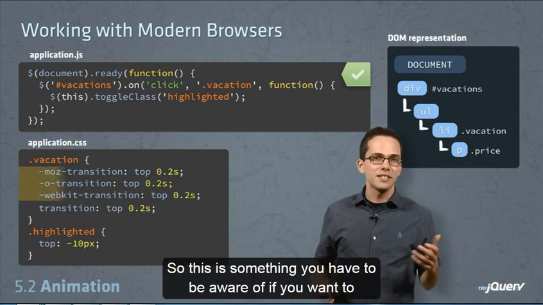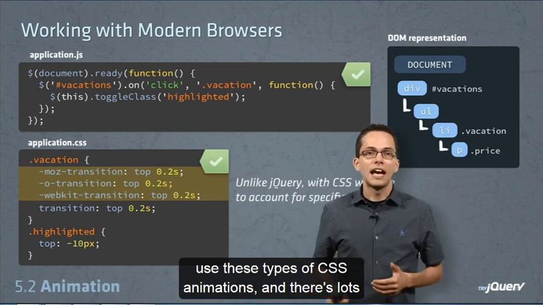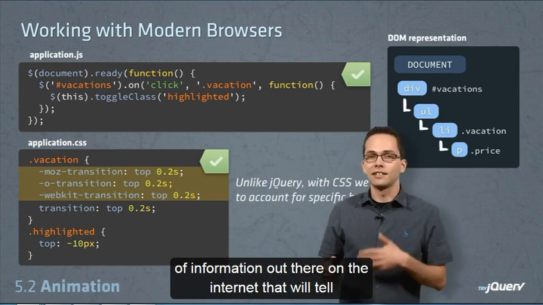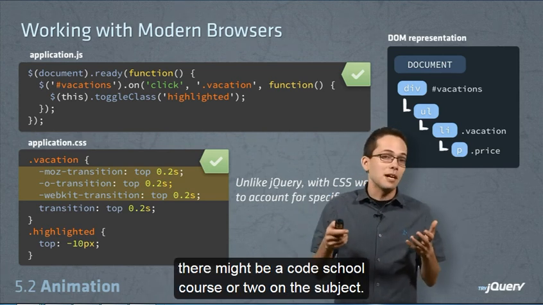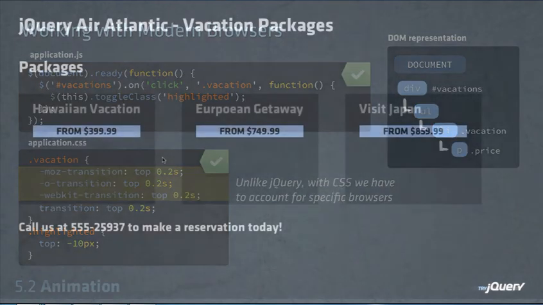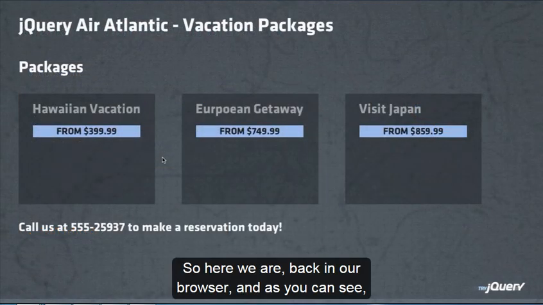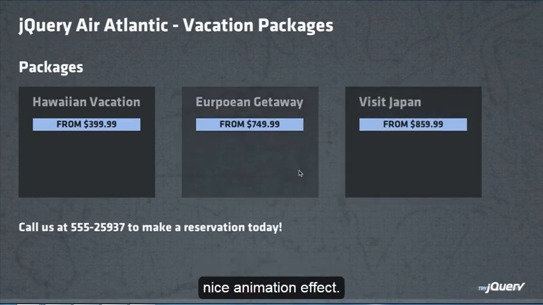So this is something you have to be aware of if you want to use these types of CSS animations. And there's lots of information out there on the internet that will tell you which ones you can use, which ones are dangerous, and there might be a Code School course or two on the subject. So here we are back in our browser, and as you can see, we can click and we still get that same nice animation effect.